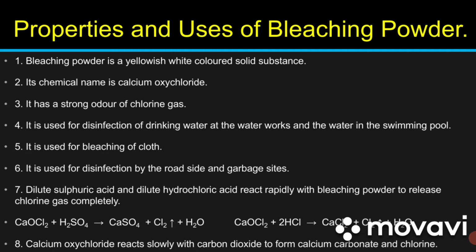Properties and uses of bleaching powder. Bleaching powder is a yellowish white colored solid substance. Its chemical name is calcium oxychloride. It has a strong odor of chlorine gas.